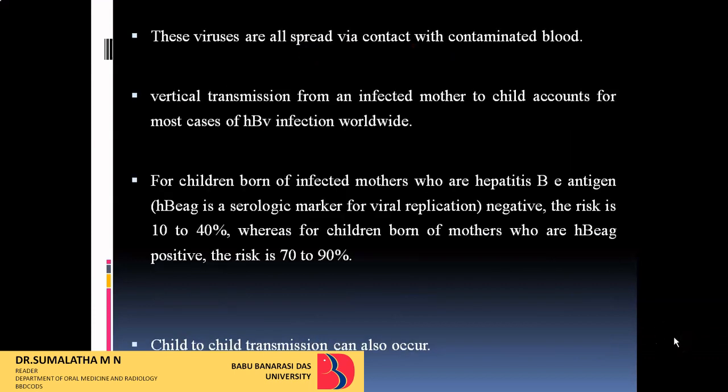All these viruses spread via contact with contaminated blood. The vertical transmission from an infected mother to the child accounts for most cases of hepatitis B virus infection worldwide. For children who are born of infected mothers who are hepatitis B antigen negative, the risk will be only 10 to 40%. Whereas the children born of mothers who are hepatitis B antigen positive, the risk will be 70 to 90%. The transmission can occur between child to child also.